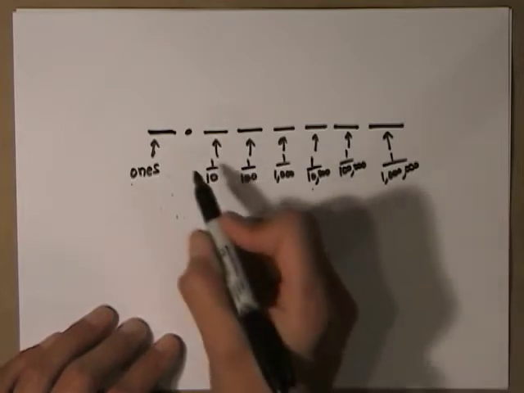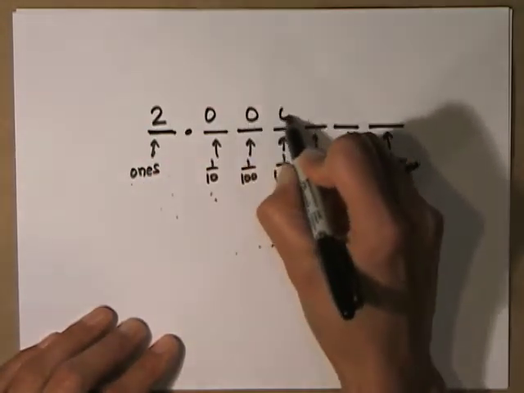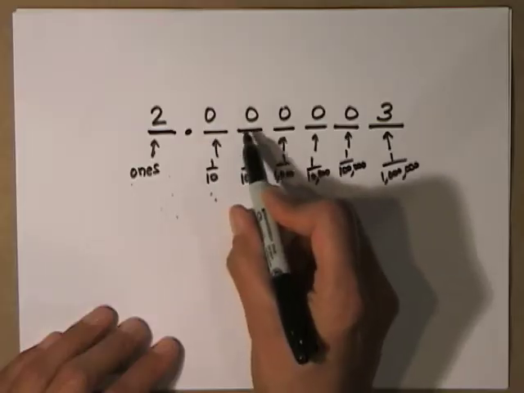So if we have, for example, a number like 2.000003, the number that is 3 millionths to the right of 2 is written as 2.000003. Most decimals can be written as fractions.